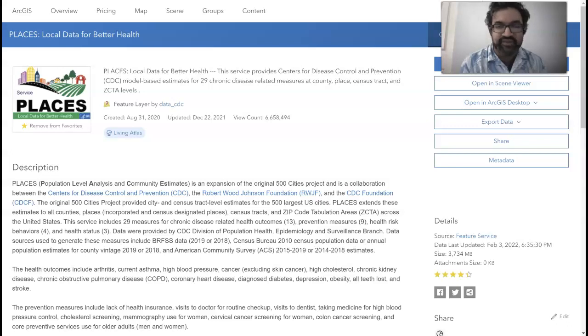So along with that, of course, there are 29 measures. These include chronic diseases, prevention measures, health risk behaviors, and even 3 measures for health status. So it's 29 total measures, not 29 chronic disease health-related outcomes.